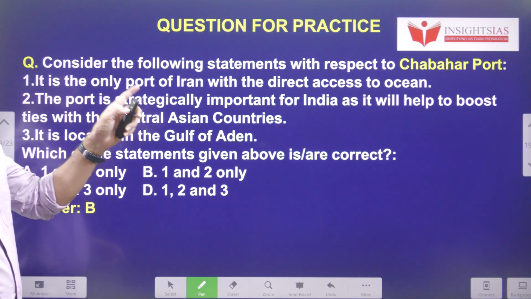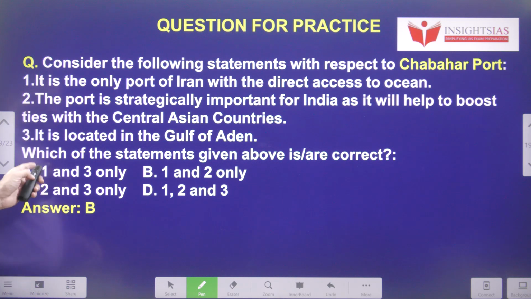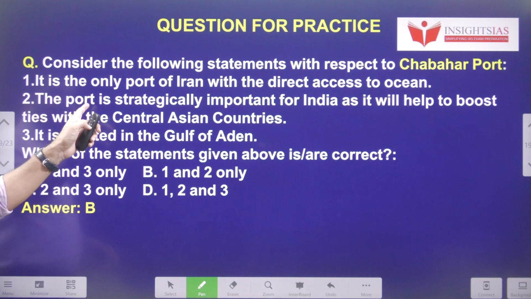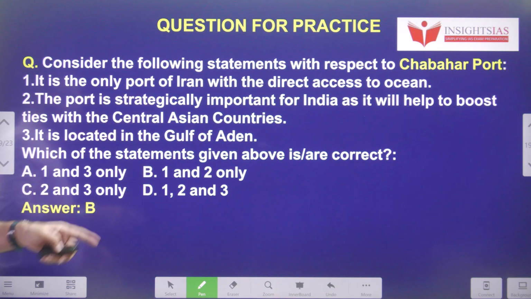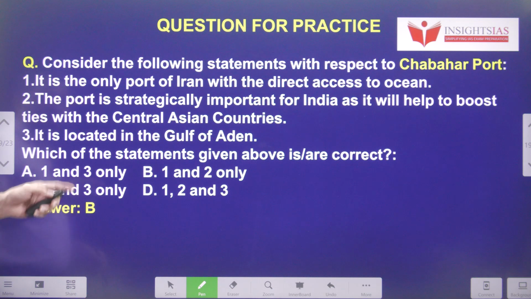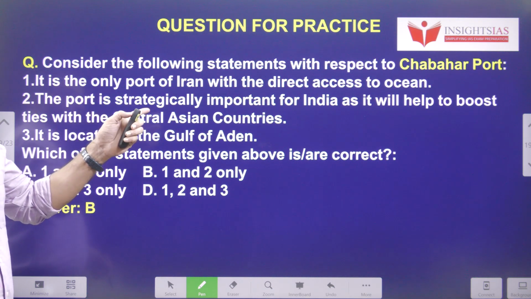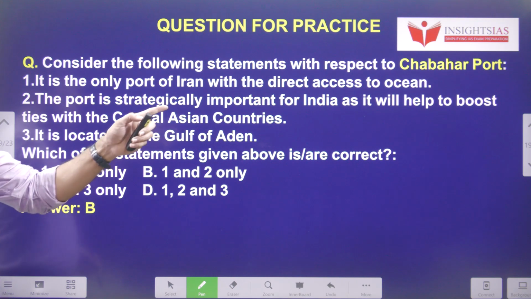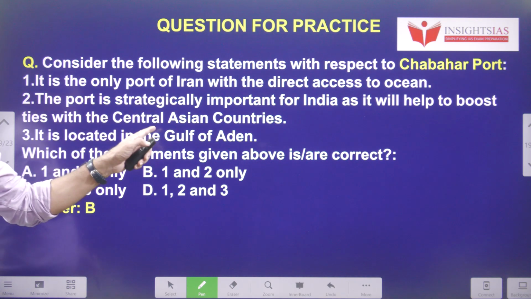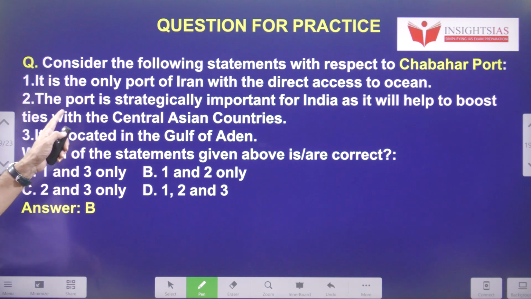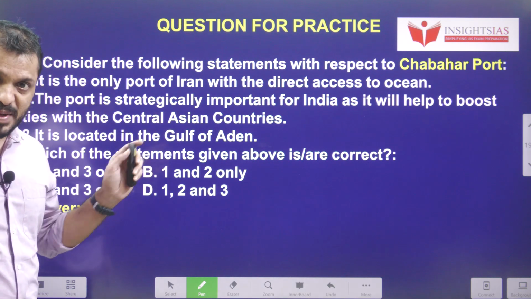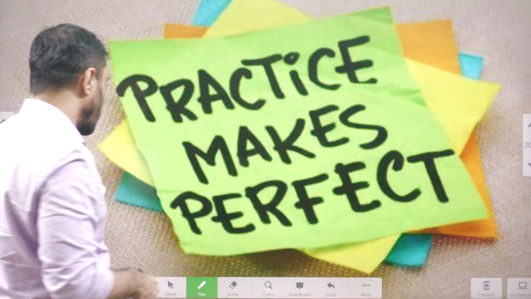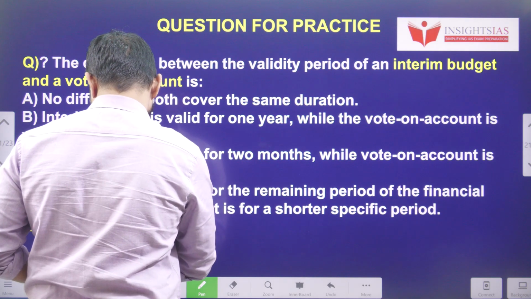And yesterday's MCQ. Consider the following statements with respect to Chabahar port. First, it is the only port of Iran with direct access to the ocean, right? Second, the port is strategically important for India because it will help to boost ties with Central Asian countries. It is also right. Third, it is located in the Gulf of Aden. No, it is present in the Gulf of Oman. That we have to understand.